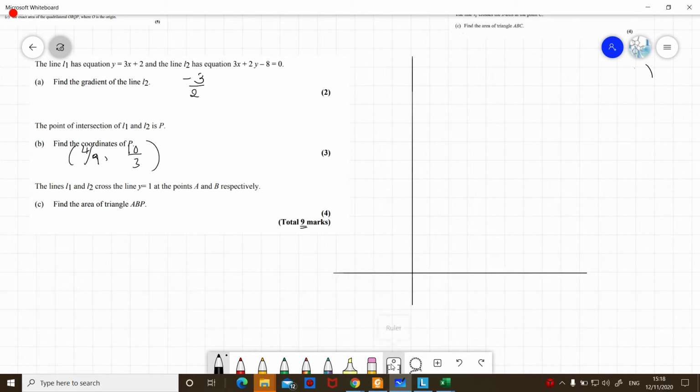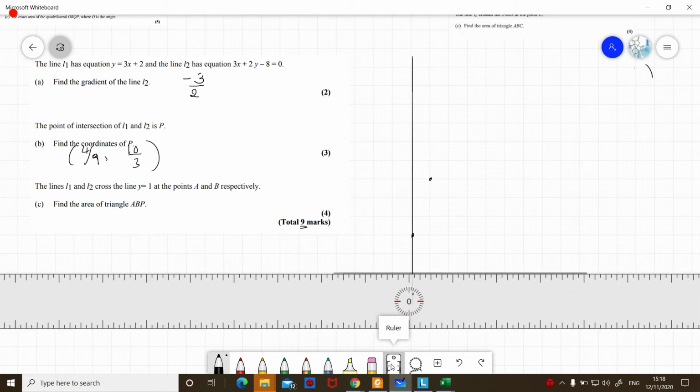Okay, so let's draw the first line. The first line crosses at 2, so if you say that it's 2 right here, but we need 2 points. What I always do, guys, is I always put x as 1. So 3 times 1 is 3, and 3 plus 2 is 5. So 1, that's going to be 2. So 2 is here, 3, 4, and 5. So 1, 5 would be here.